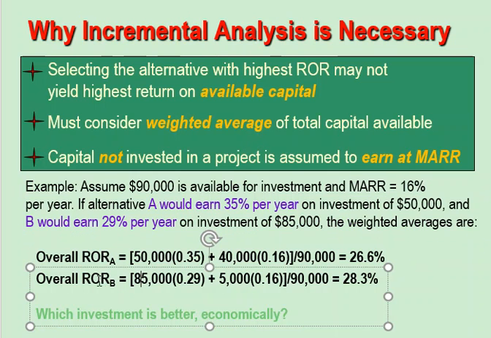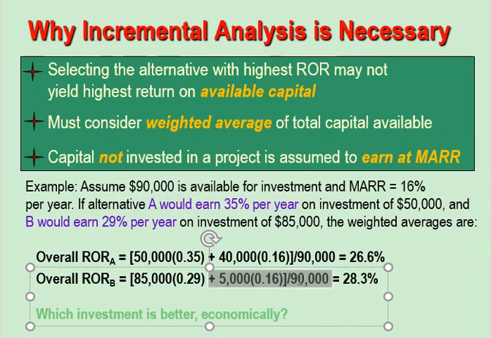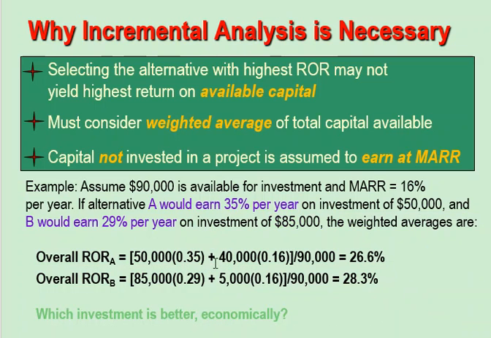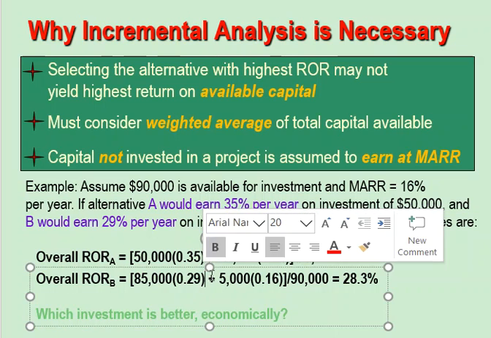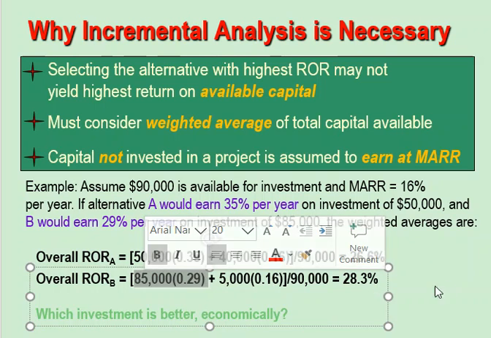So the second one is what? It is the 85,000. I'm getting 29% on it, plus the money left. What's the money left out of 90? I have 90 and 85 is used, so it's 5,000. And how much am I getting on that? 16%. So the overall rate of return, including the MARR investment plus the alternative investment, is how much? 28%.